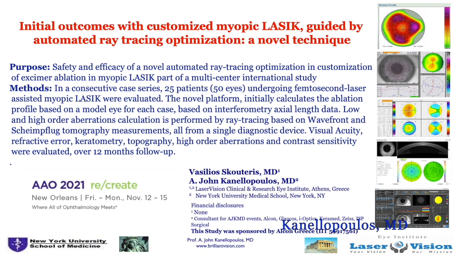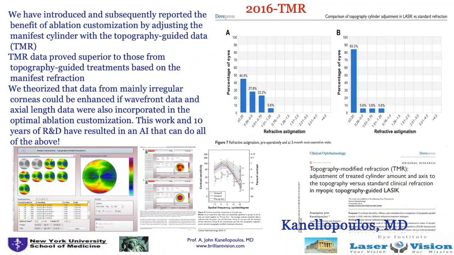The key element here is that we used a novel artificial intelligence platform that initially calculates the ablation profile based on the model eye of each eye, which is created by the interferometry length data. Then through wavefront and Pentacam measurements, it calculates low and high order aberrations by studying 2000 rays going towards the eye and from the eye on this theoretical 3D avatar eye model. So we looked at the usual visual acuity data, which were refractive error, uncorrected visual acuity, corrected visual acuity, keratometry, topography, tomography, high order aberrations, and contrast sensitivity for a year.